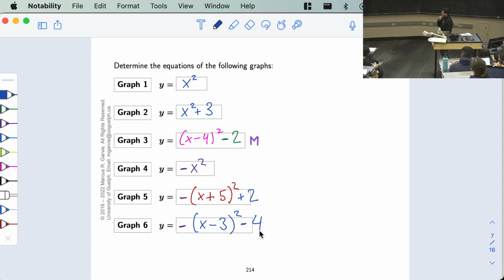Okay, maybe I'll leave this one up. I don't know if you want to flip back to the pictures to compare, but those are the answers that I got. Any questions or comments about that one?